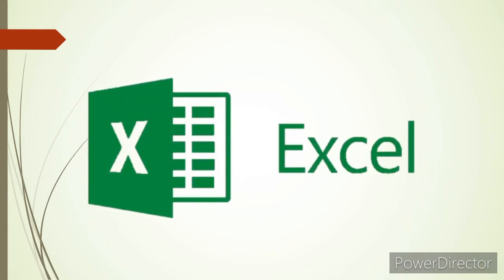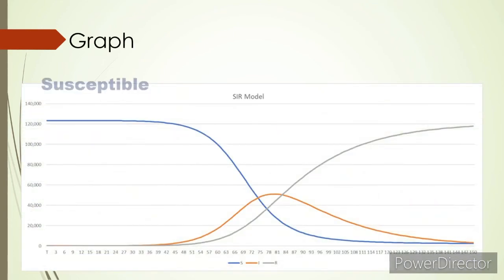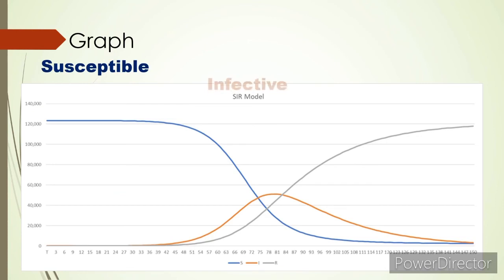Now doing this is tedious, so we can use applications such as Excel to create our table of data and graph. Here is the graph of the example. The blue line is the susceptible, the orange line is the infective, and the gray line is the removed. On the x-axis lie the days, until 150. On the y-axis is the population, up to 140,000.